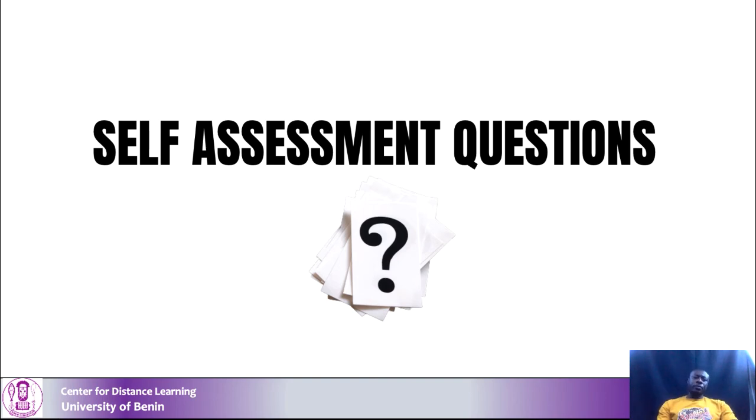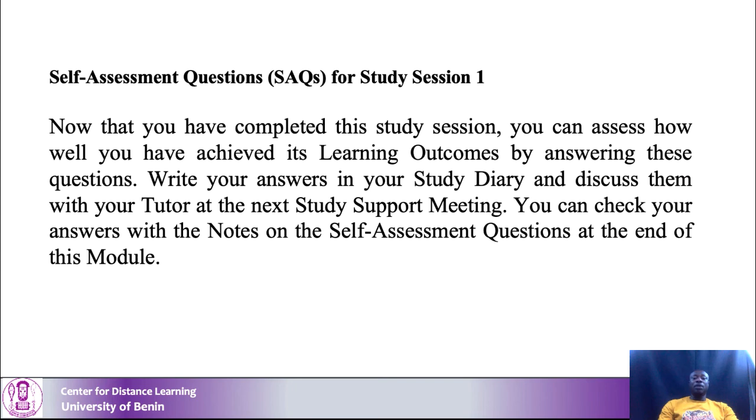Now that we have studied what politics means vis-a-vis political science, there are self-assessment questions that have been prepared for you to help you understand some of the things that we have said, so that you too can, on your own, assess yourselves and get a deeper understanding. Now that you have completed this study session, you can assess how well you have achieved its learning outcomes by answering these questions. Write your answers in your study diary and discuss them with your tutor, that is me, at the next study support meeting. You can also check your answers with the notes on the self-assessment questions at the end of this module.